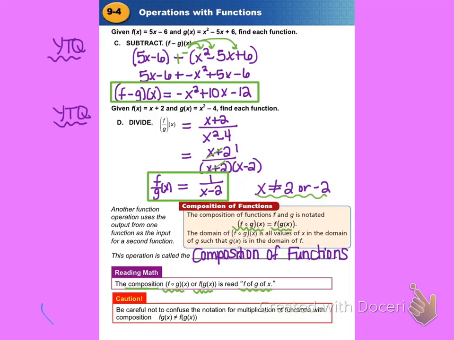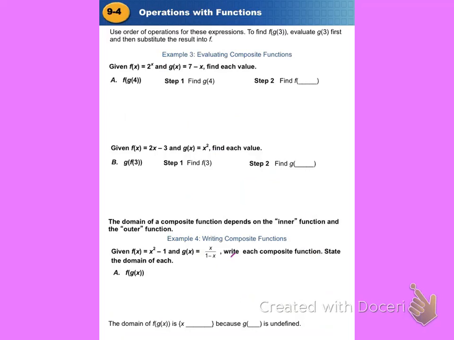Let's turn the page and take a look at what composition of functions is. So I mentioned that composition was a kind of operation that uses the output from one function as the input for a second function. So the first thing we're going to do is look at evaluating for a specific input of x. It says use order of operations for these expressions, and they want us to find f of g of 3. Well, if we were asked to find f of g of 3, we would evaluate the g of 3 first. So what you do is you work inside the parentheses, and then whatever value you got, you substitute that into the other function f.